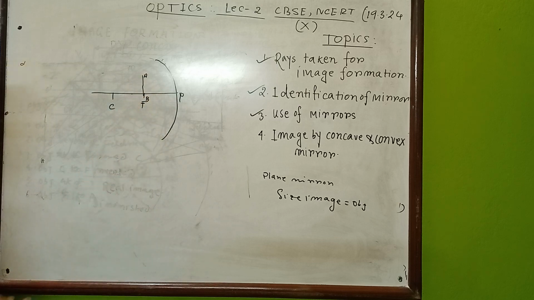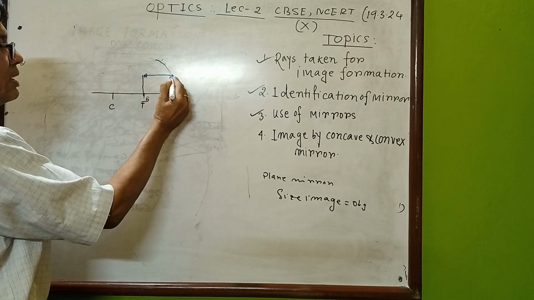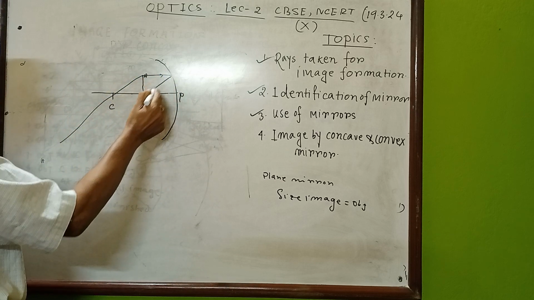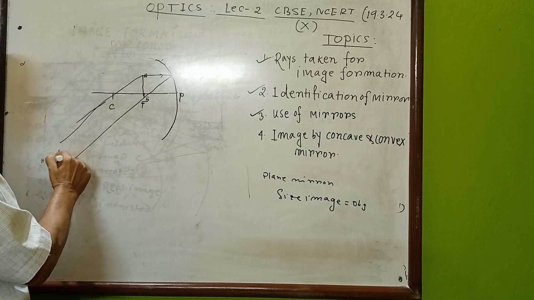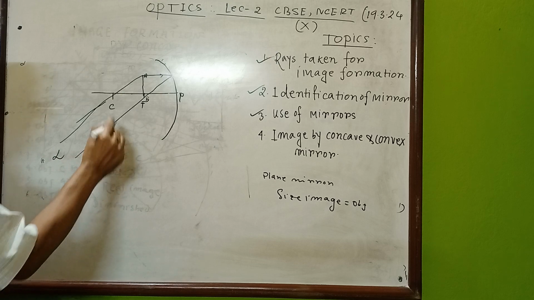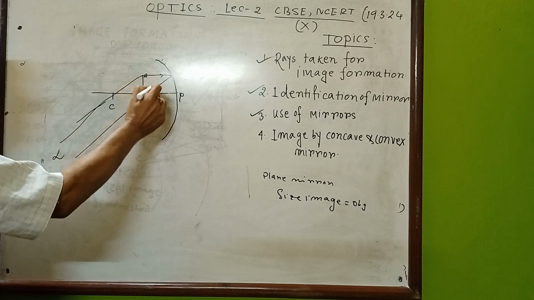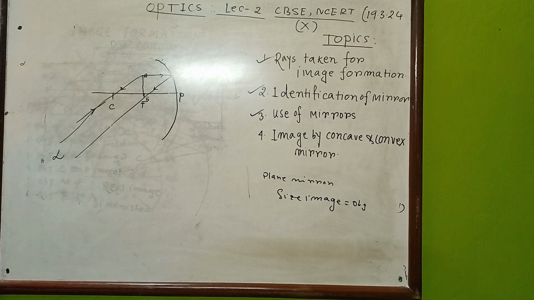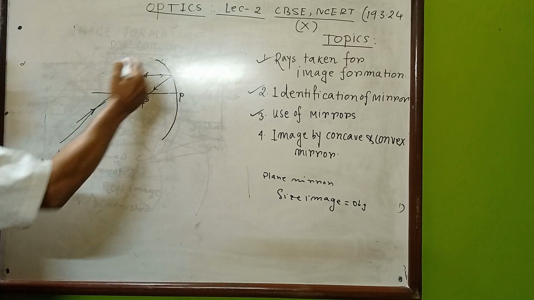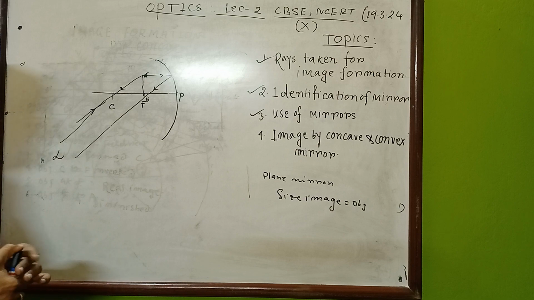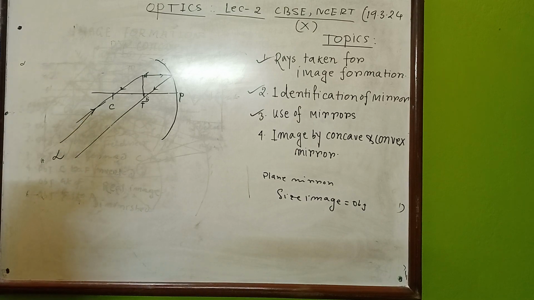Very interesting. Then what do you do? You draw one ray parallel, another through the center of curvature, another through the focus. So they are producing a very large magnified image formed at infinity. If the object is at the focus, then we are getting a very large magnified image, inverted in nature, at infinity. So this is the case when the object is placed at the focus.